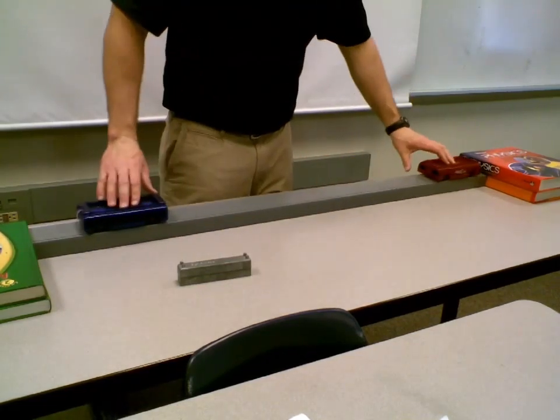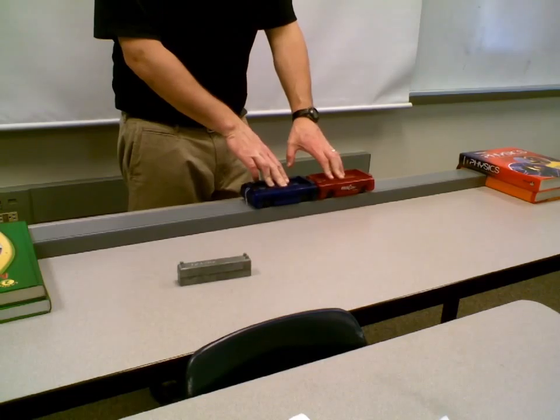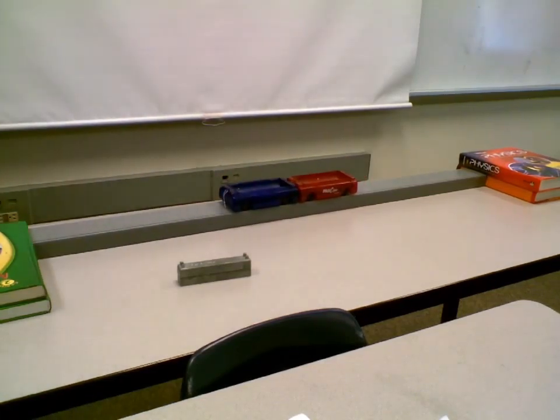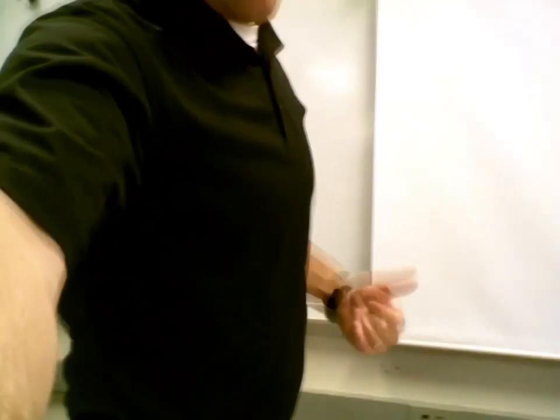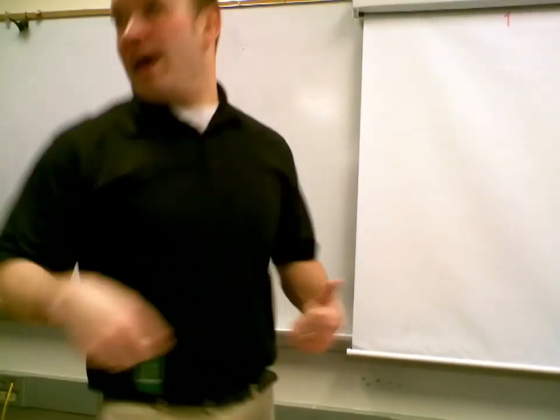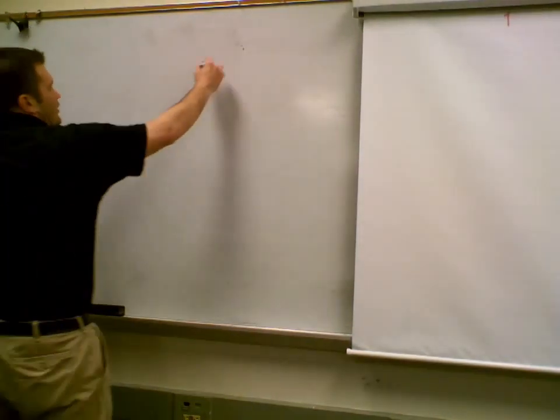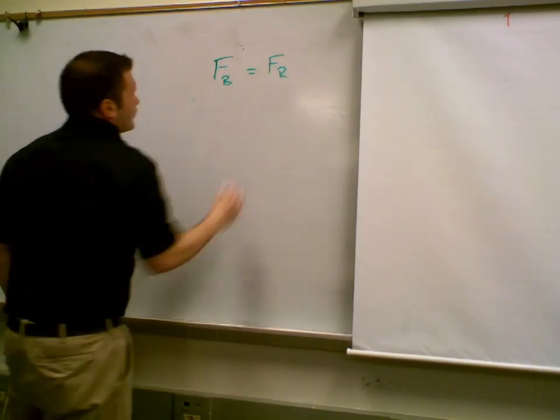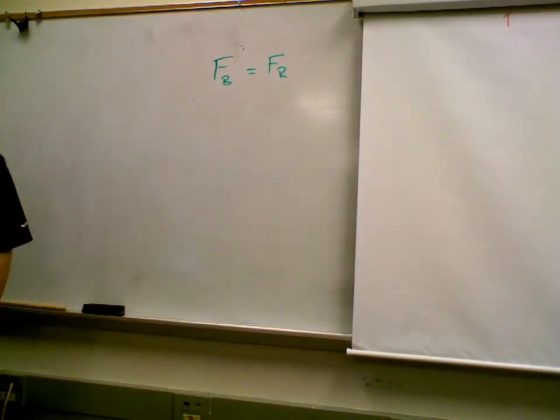Now, as these two collision cars collide, what do you know about the forces they exert on each other? Equal. They're equal and opposite. How do you know that? Newton's third law. Good. So Newton's third law says that every action has an equal and opposite reaction, right? So when the two cars collide, the force of the blue car equals the force of the red car, right? But what do we know about the directions? They're opposite.